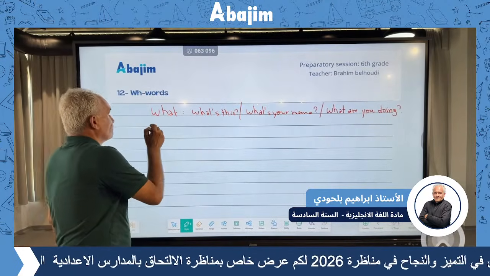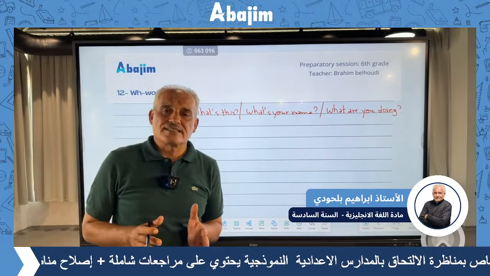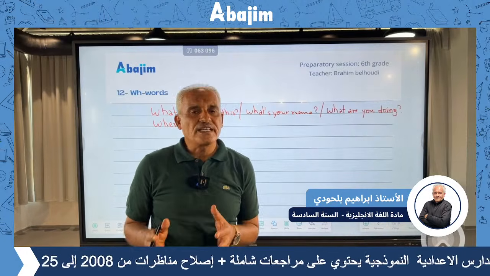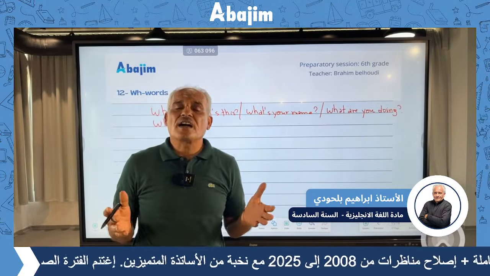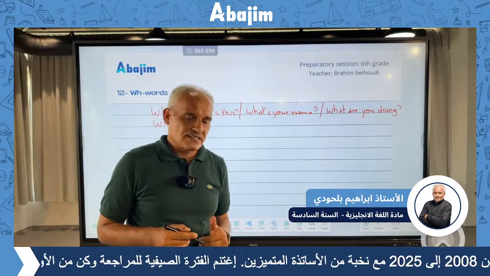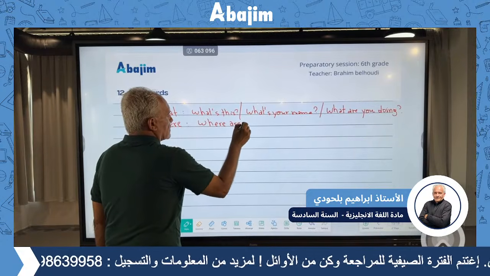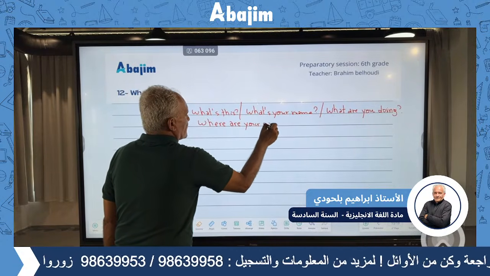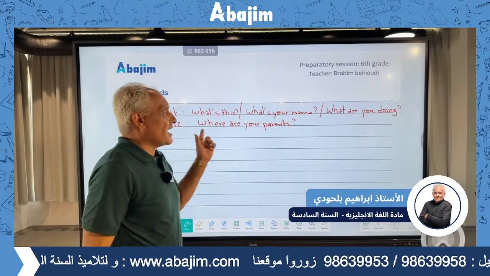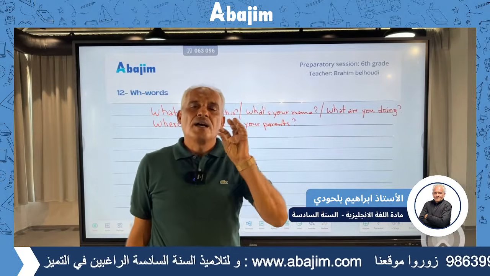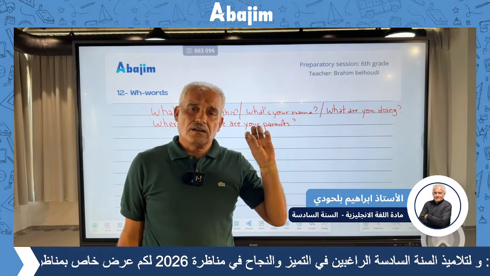Number 2. It is where. So we ask about place, about places. So we ask about the place of things or persons or objects. We use where. For example, where are you now? So where are your parents, for example? Where are your parents? My parents are at home. So home is the place. I ask with where about places of things or persons.